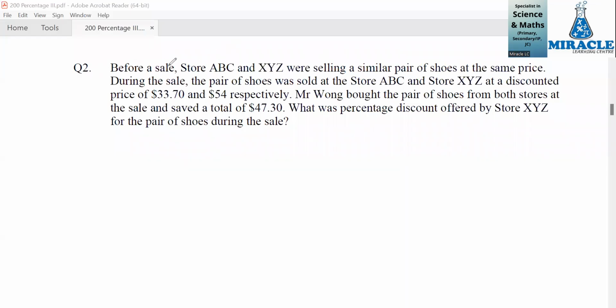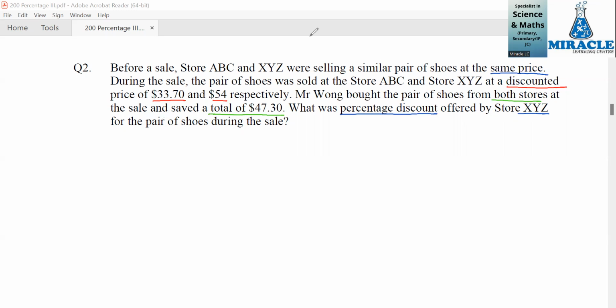Question 2. Before a sale, store ABC and XYZ were selling a similar pair of shoes at the same price. During the sale, the pair of shoes were sold at store ABC and store XYZ at a discounted price of $33.70 and $54 respectively. Mr. Wong bought the pair of shoes from both stores at the sale and saved a total of $47.30. So the question is asking for the percentage discount offered by store XYZ for the pair of shoes during the sale.